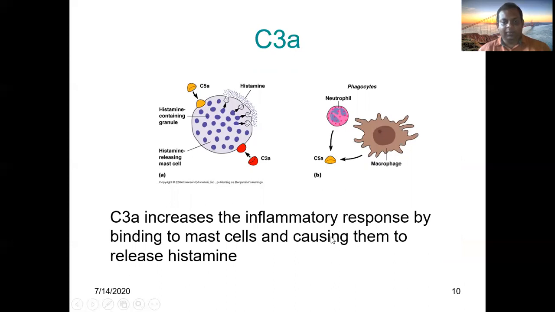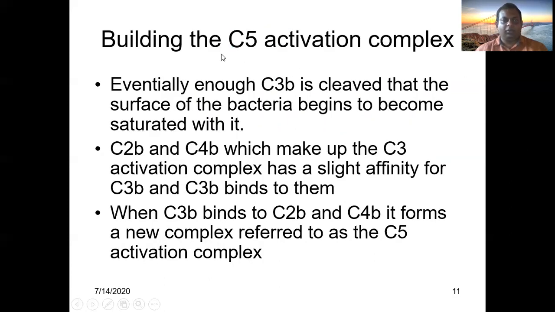C3A is termed an anaphylatoxin. It increases the inflammatory response by binding to mast cells and causing them to release histamine. That's why it's termed an anaphylatoxin. Once the C3 activation complex forms enough C3B, C2B and C4B in the complex have a slight affinity for C3B, and C3B binds to them. When C3B binds to C2B and C4B, it forms a new complex referred to as the C5 activation complex.